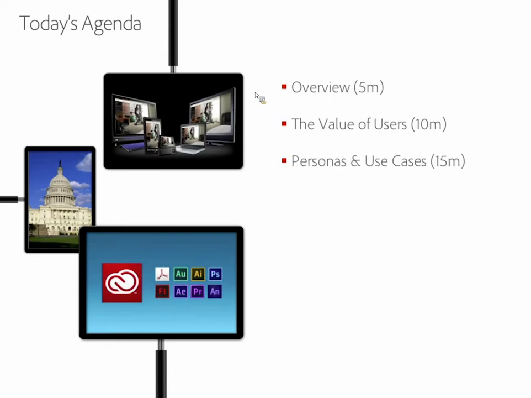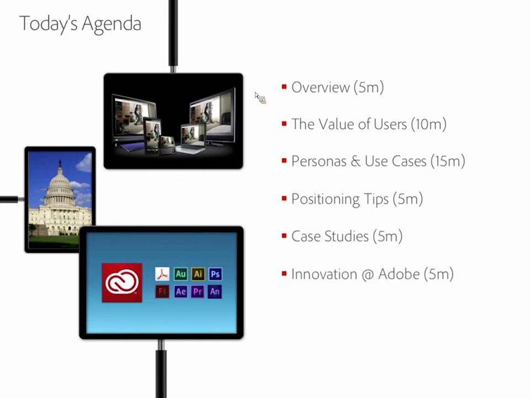And then we're going to dive into the personas, a couple of personas, a few that we have developed around our experience in the government sector to talk about who are some of the typical leaders and Adobe champions. Just a little bit on positioning tips when you're thinking about doing discovery, and also some case studies. We're just going to talk real quick about innovation at Adobe and what that means, how you can continue the value conversation with your customers by talking about Adobe's commitment to innovation.